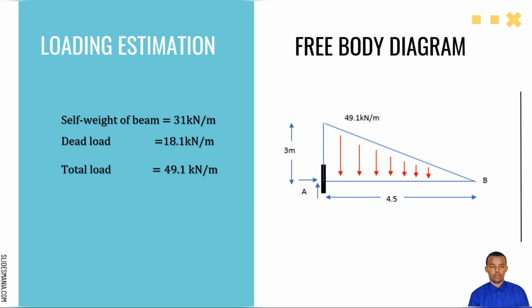Now we are going to see the free body diagram of the structure. In this free body diagram, you see the base is 4.5 meter in distance, where the height is 3 meter. The self-weight of the beam is 31 kN per meter. The dead load is 18.1 kN per meter, where the total load on the structure, which is exerted on the base from A to B, becomes 49.1 kN per meter.